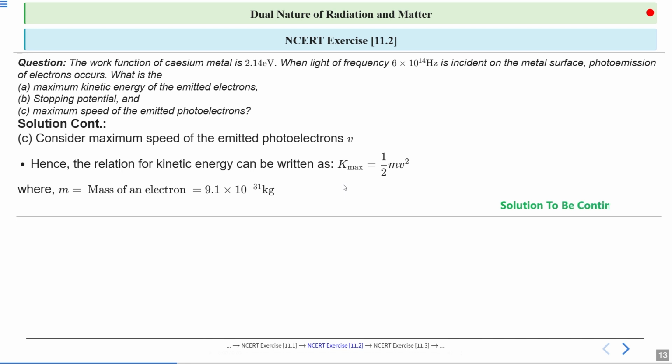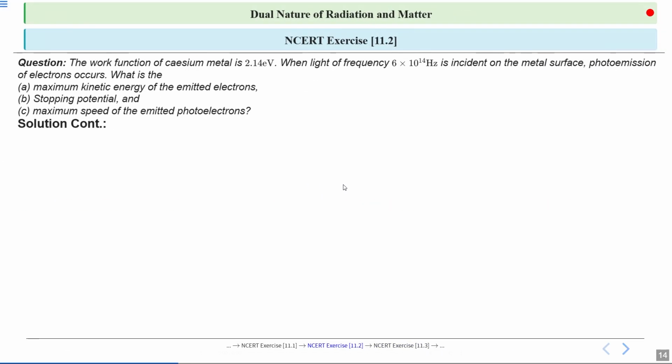Alright, so let's focus on finding the maximum speed of the emitted photoelectrons. So v square equal to 2K divided by m. Substitute the values into the equation. So v square equal to 2 into 0.345 into 1.6 into 10 raised to the power minus 19 divided by 9.1 into 10 raised to the power minus 31.